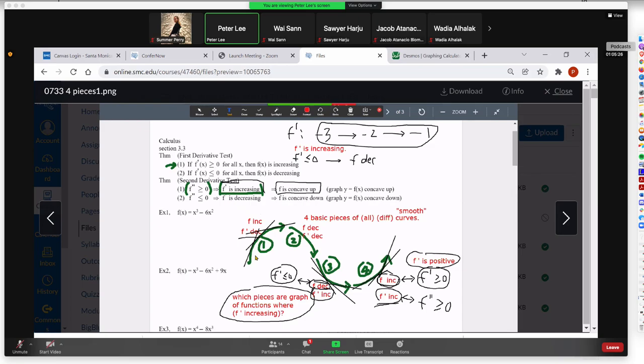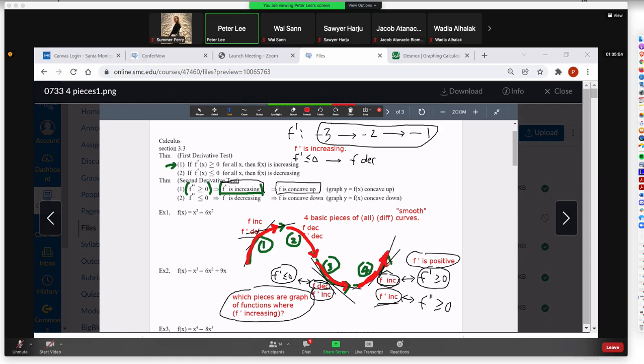So when you look at all these curves here, these are what I call the four basic pieces. What are the four basic pieces right here? The four basic pieces are this. Let me write this. This piece right here, this piece, and this piece, and then this piece, and then these pieces. These are what I call the four basic pieces.